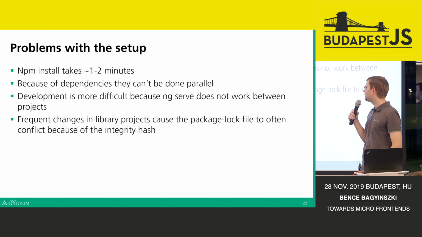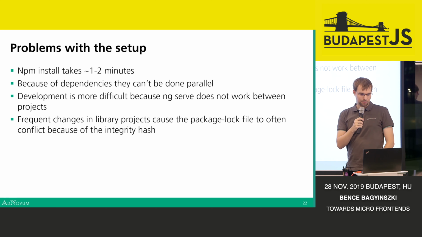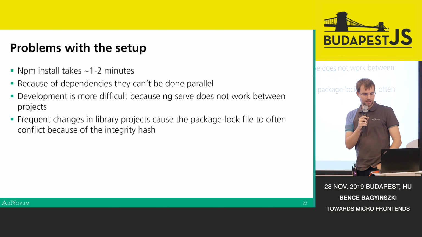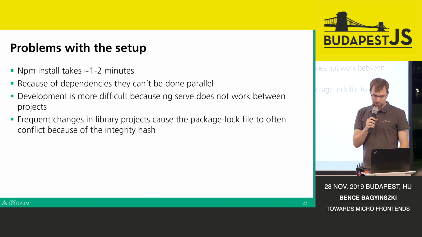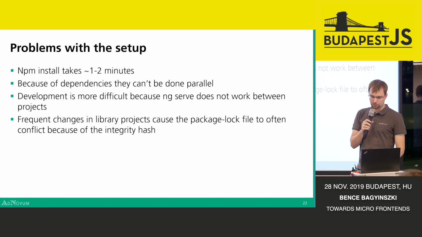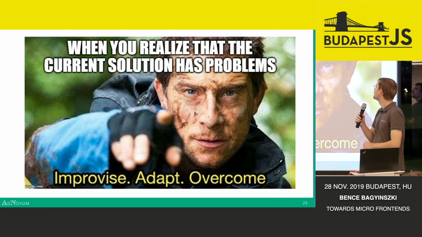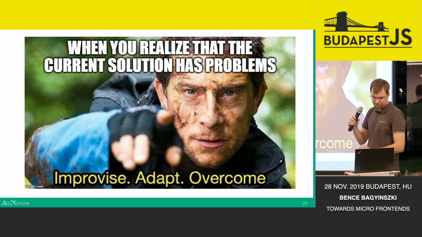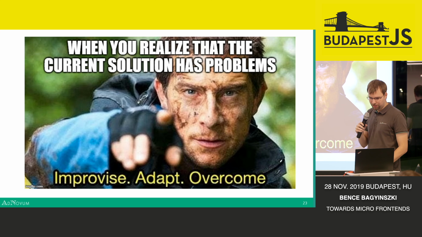Because of this, the development became more difficult. As I mentioned, we could not use ng serve anymore at all places. And yeah, the frequent changes of the library project caused the package-lock file to conflict. So we realized that that's the problem. And what do you do when the current solution has problems? Yeah, as Bear Grylls says, improvise, adapt, overcome.